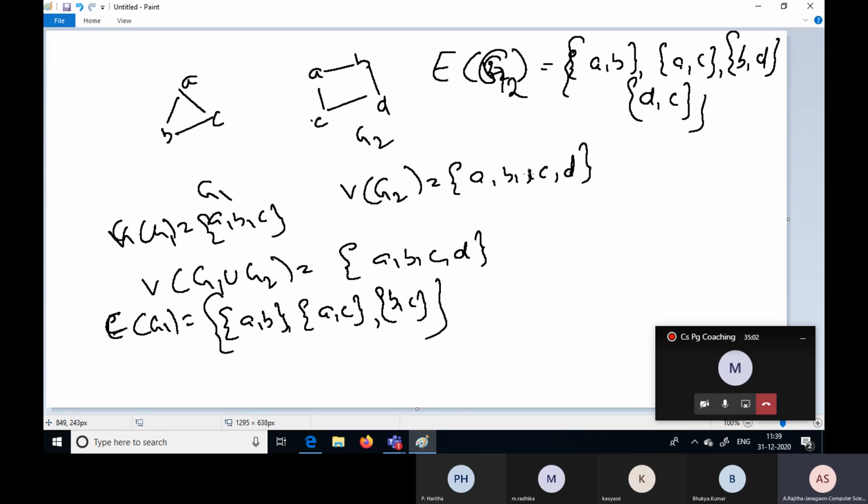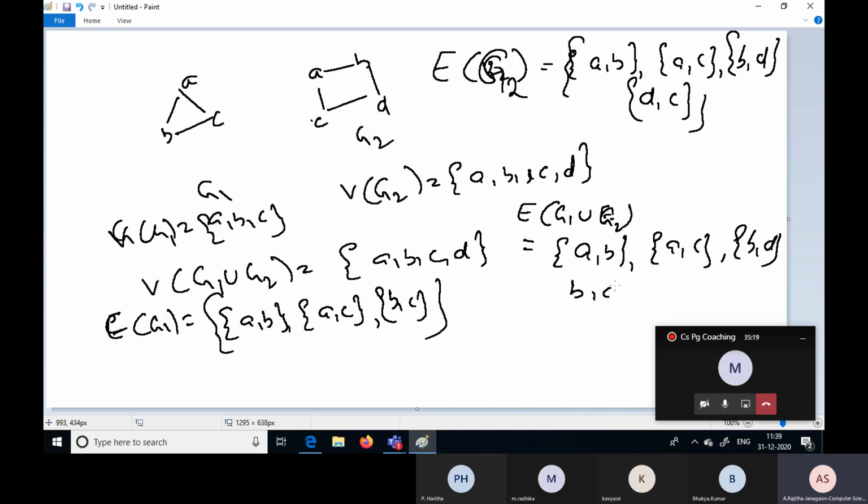Now how many edges are there in G1 union G2? A to B is there, A to C is there, and B to D is there. Next, AB, AC completed, and BC is there. Then BD, already we have it here. AB is there, and AC is there. Coming to BD, here also BD is there. Next BC. Okay, so this is G1 and G2.